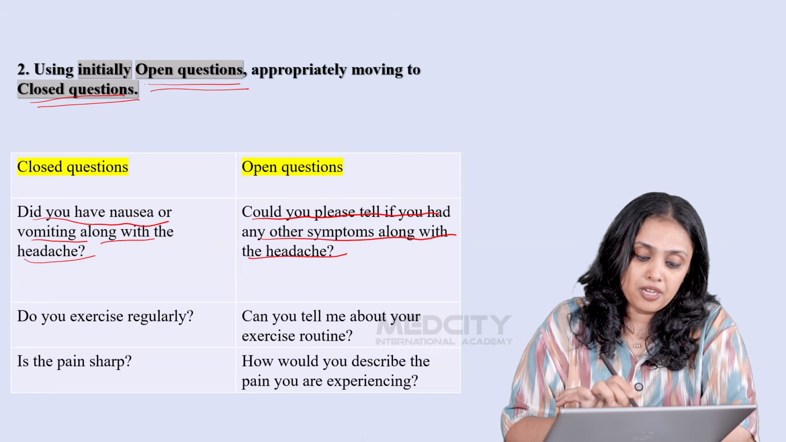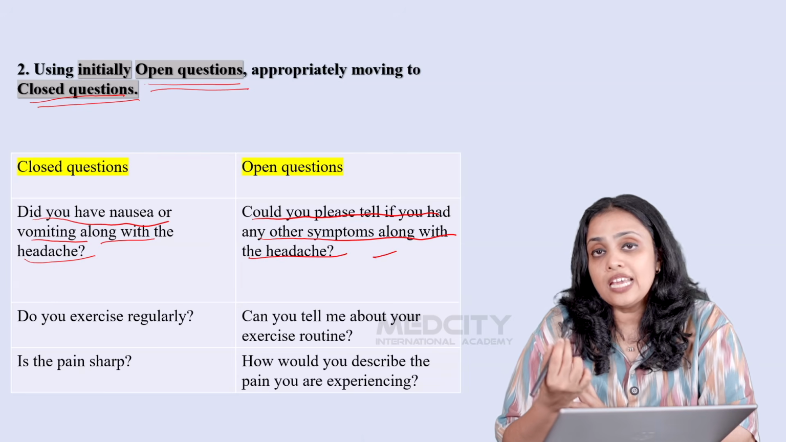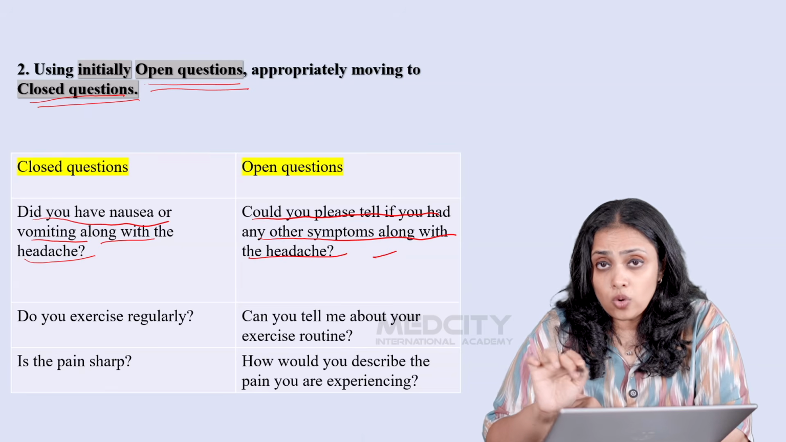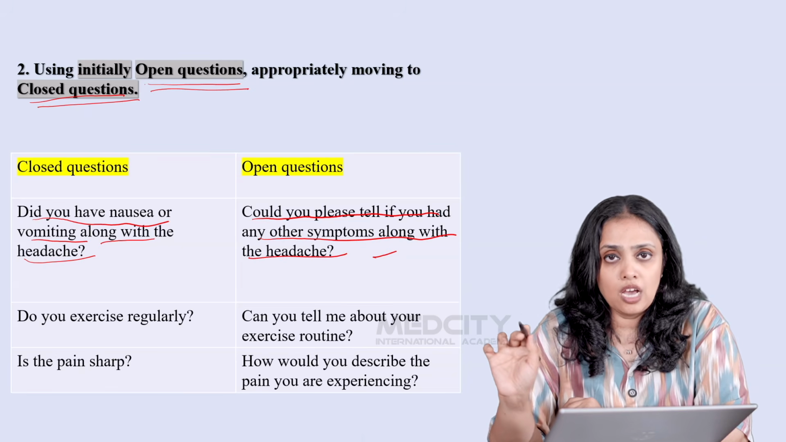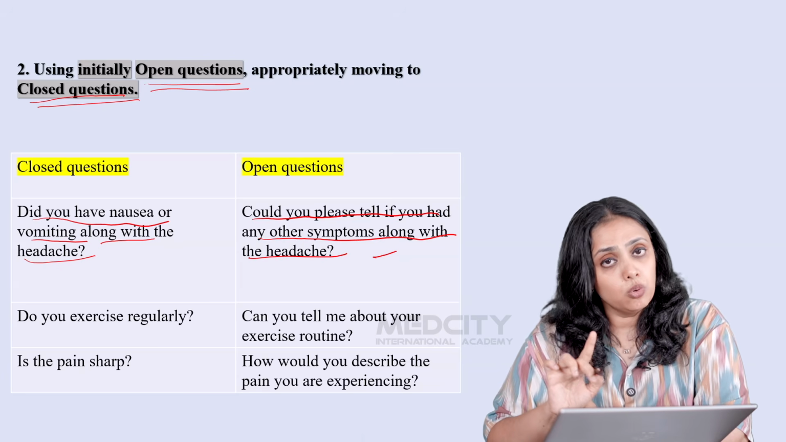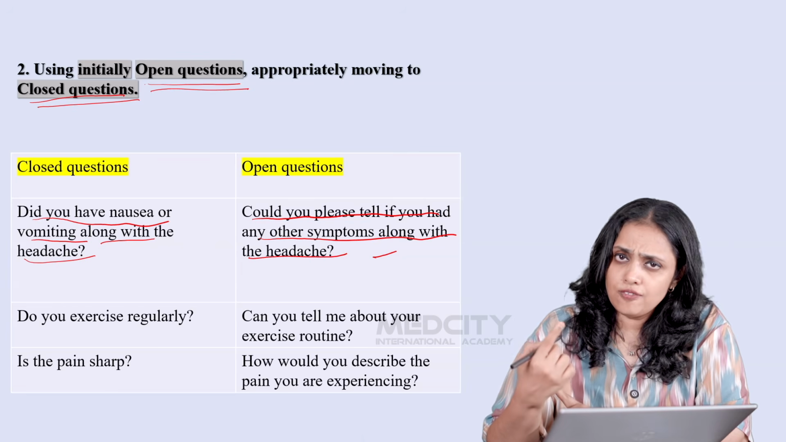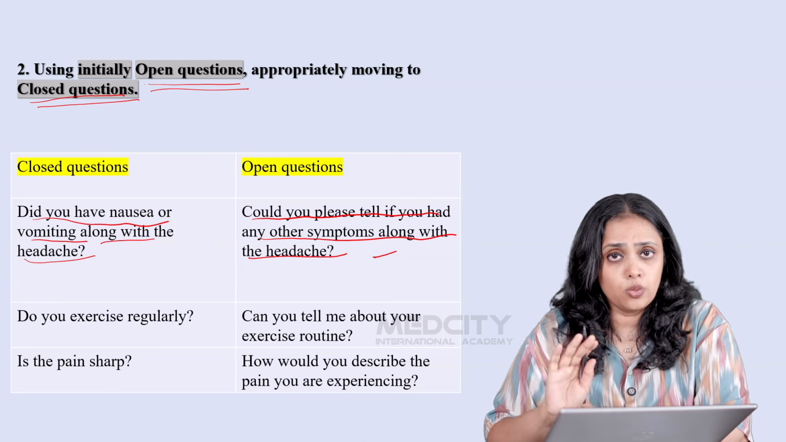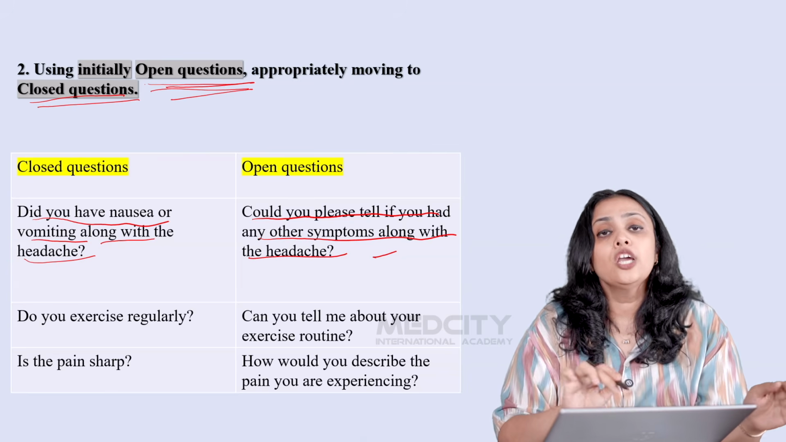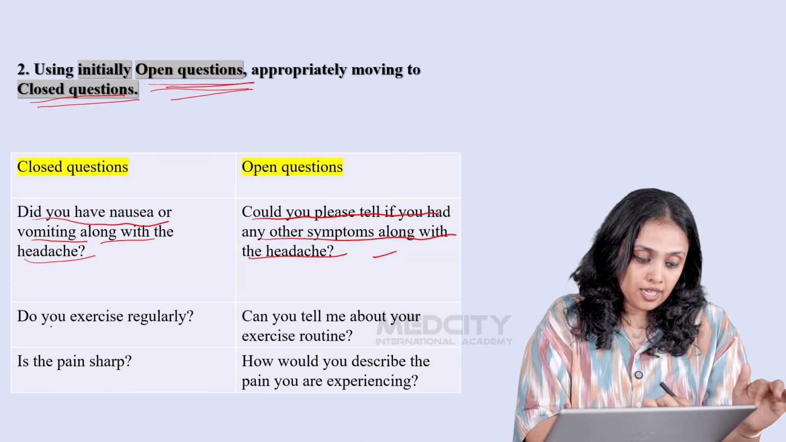Now suppose the patient only had nausea. So you ask, did you notice any other symptoms along with the headache? And the patient says, yes, I had nausea. Now in your role play card, inside the bracket, nausea, vomiting is given. In that situation, the patient had mentioned only nausea, so you can specifically ask about vomiting. Did you have vomiting? That close-ended question is fine. But initially you should start off with open-ended questions, and only then move to close-ended questions. I hope that's clear.